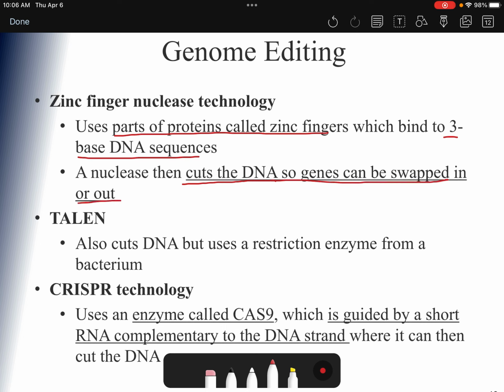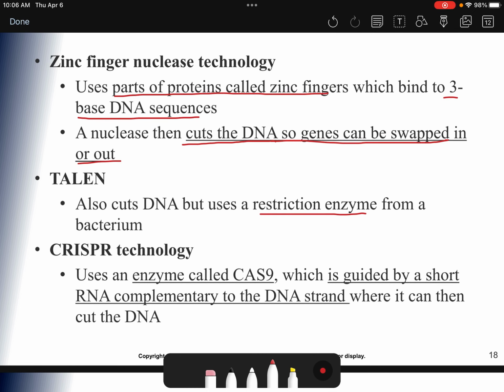Okay, and then TALEN does pretty much the same thing, but uses a specific restriction enzyme from a bacterium. All of these, their goal is to cut out a certain section of DNA and maybe swap it out, remove the bad gene, or swap in the good gene. What's being used more often, I think, is what's called CRISPR technology. There's an enzyme called Cas9, and it uses RNA that's complementary to the DNA strand, and then it can cut out that DNA and insert it with the appropriate strand.